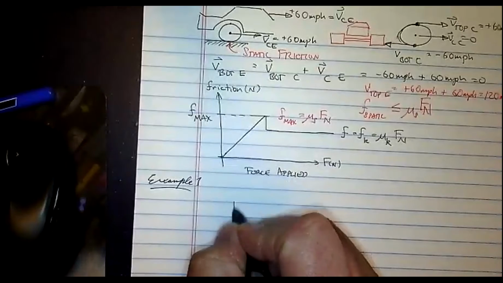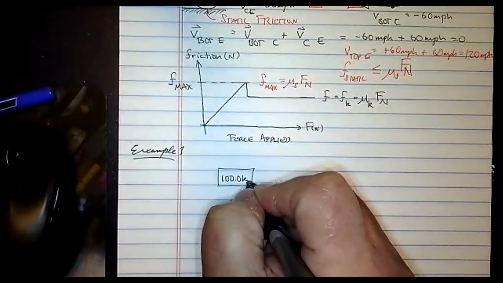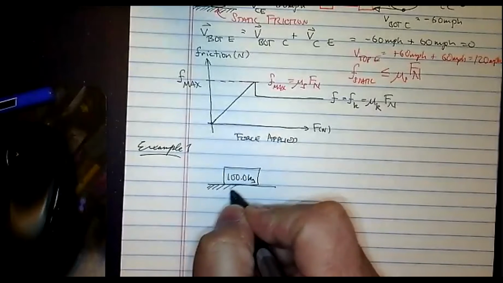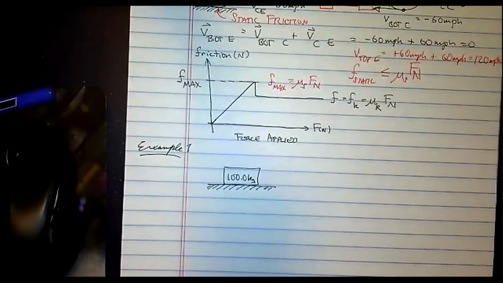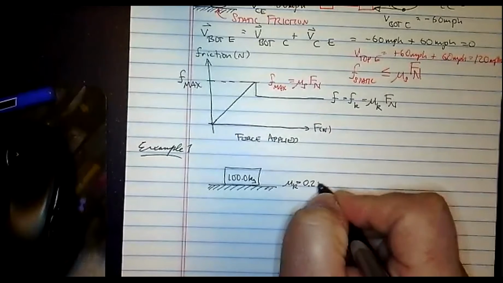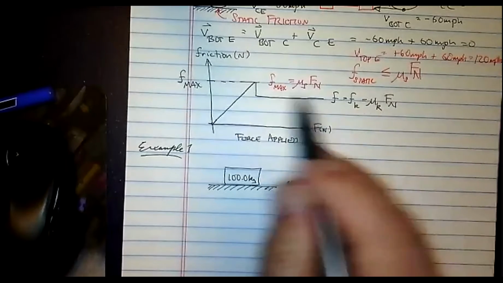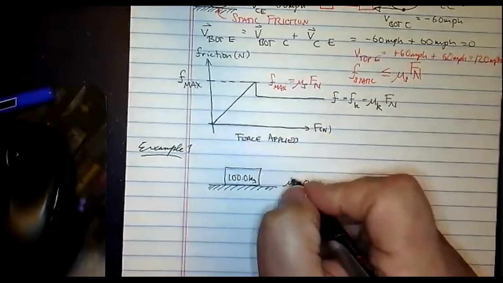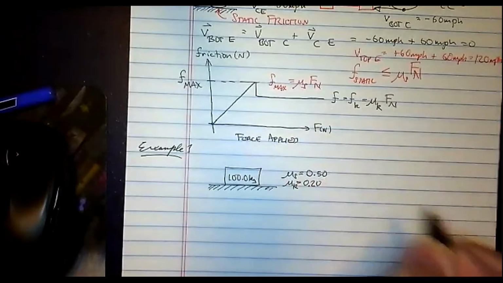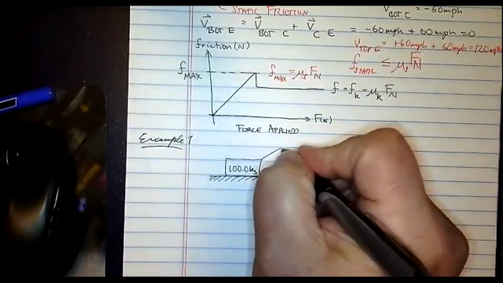So example 1, I'm going to imagine a 100.0 kilogram box sitting on a frictional floor. Okay, I'm going to say that the coefficient of kinetic friction is 0.20. Notice it has no units. It has to, because basically you got to multiply a normal force in newtons times something to get the friction in newtons. So it's got to have no units. But I also want to say that the static coefficient of friction is 0.50.